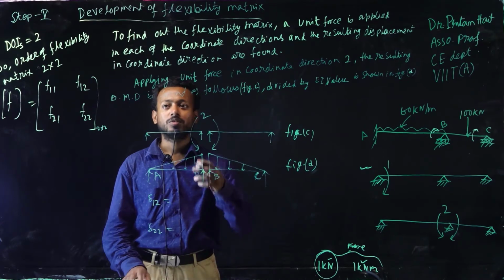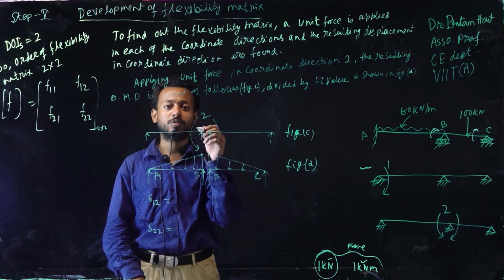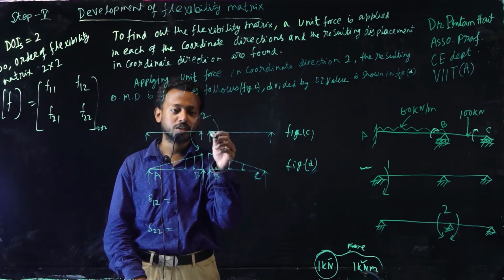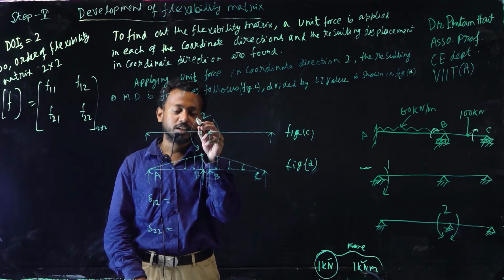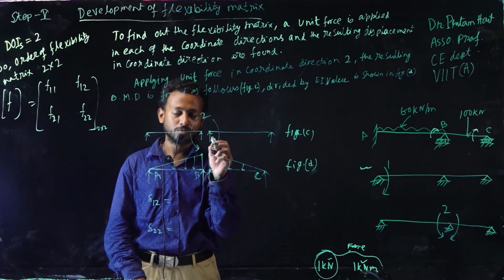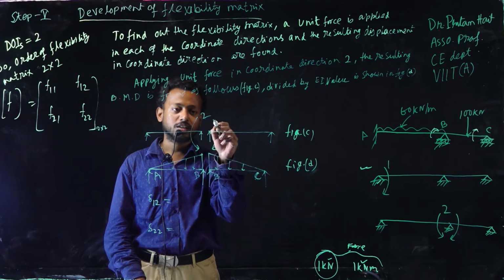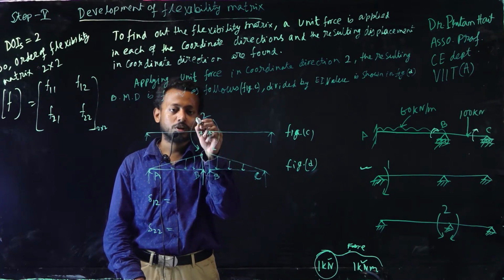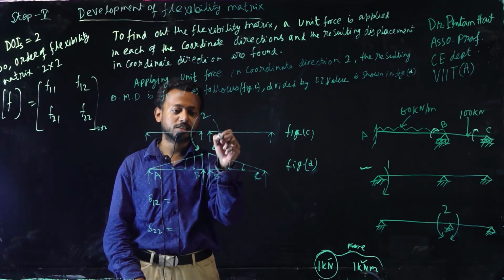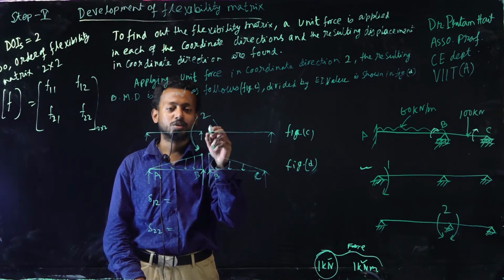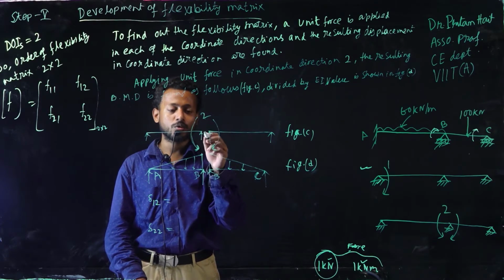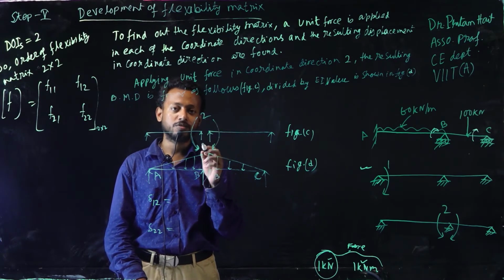Okay, now I will apply unit force at coordinate direction 2. Here I have applied unit force at coordinate direction 2. These arrows are opposite to each other, but don't be confused. This is the rule, you have to draw the arrows this way. This arrow will be in this direction and this arrow will be in this direction. Okay, so this is coordinate direction 2. In coordinate direction 2 I will apply unit force.